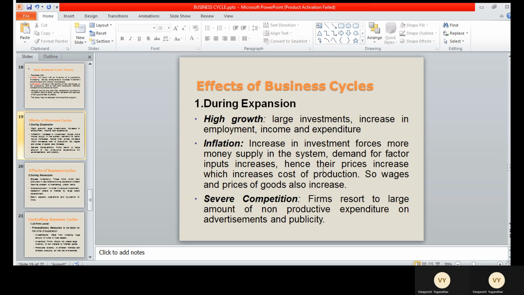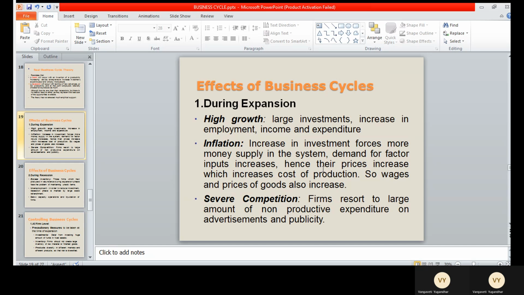So now let us go for the effects of business cycles, the effects during expansion and during recession. If it is during expansion, what are the effects of these business cycles? First one is high growth. So large investments, increase in employment, income and expenditures, all these take place. That is the effect of the business cycles during expansion.